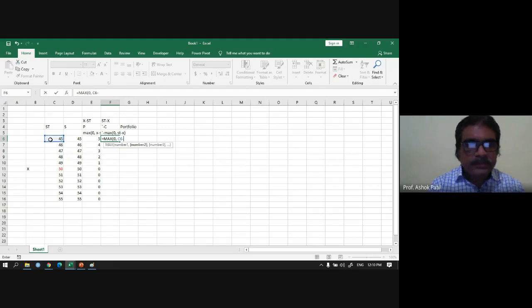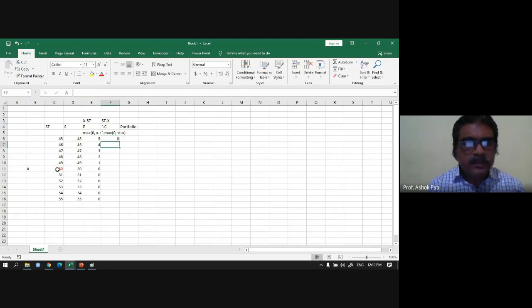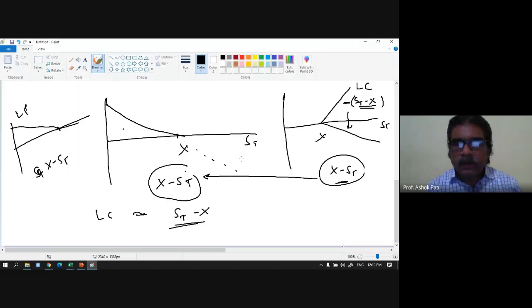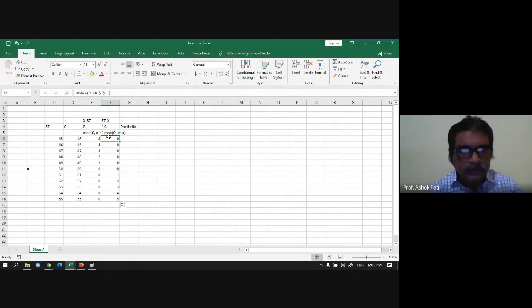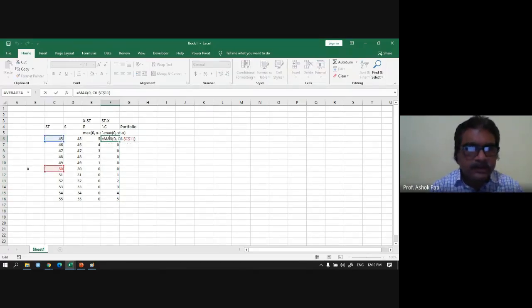St minus x. F4 bracket complete is what your long call is giving you. St minus x, right, is what you should get. Yeah, that's what we are getting. St minus x is what I'm saying. Yeah, this is what st minus x you are getting, and then I put minus around it. So I'll go here and put minus around it. It should give me that.